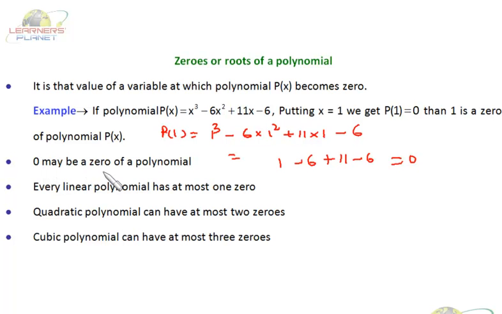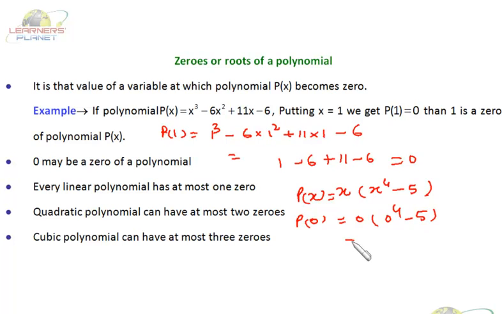Now 0 may also be a zero of a polynomial. Suppose I have a polynomial like x to the power 4 minus 5x, and suppose it is a polynomial p(x). If I put x as 0, the value of this expression will be 0. That means 0 is a zero or root of this polynomial.